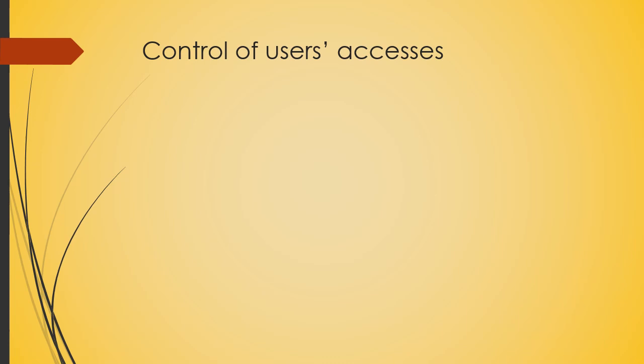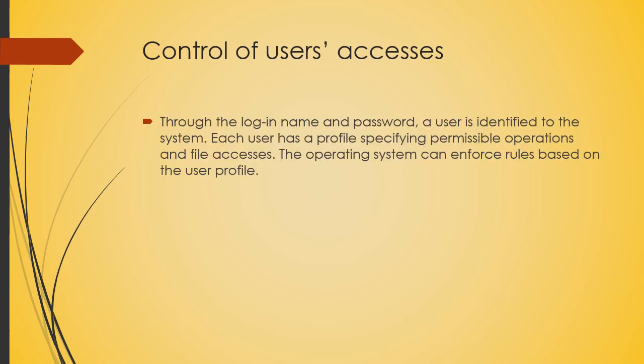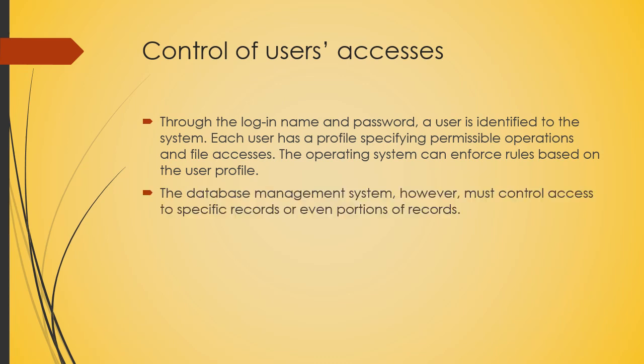Control of users' accesses. Through the login name and password, a user is identified to the system. Each user has a profile specifying permissible operations and file accesses. The operating system can enforce rules based on the user profile. The database management system, however, must control accesses to specific records or even portions of records.